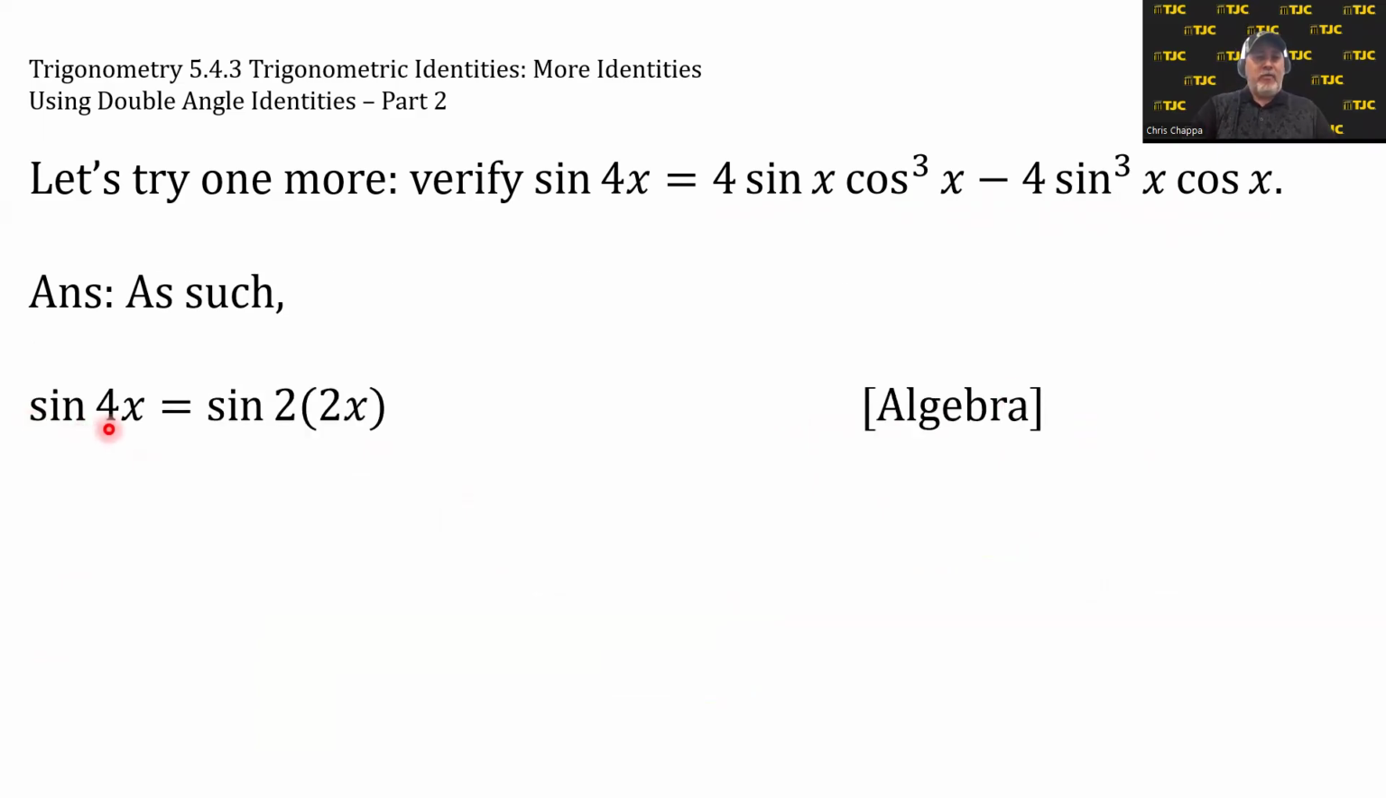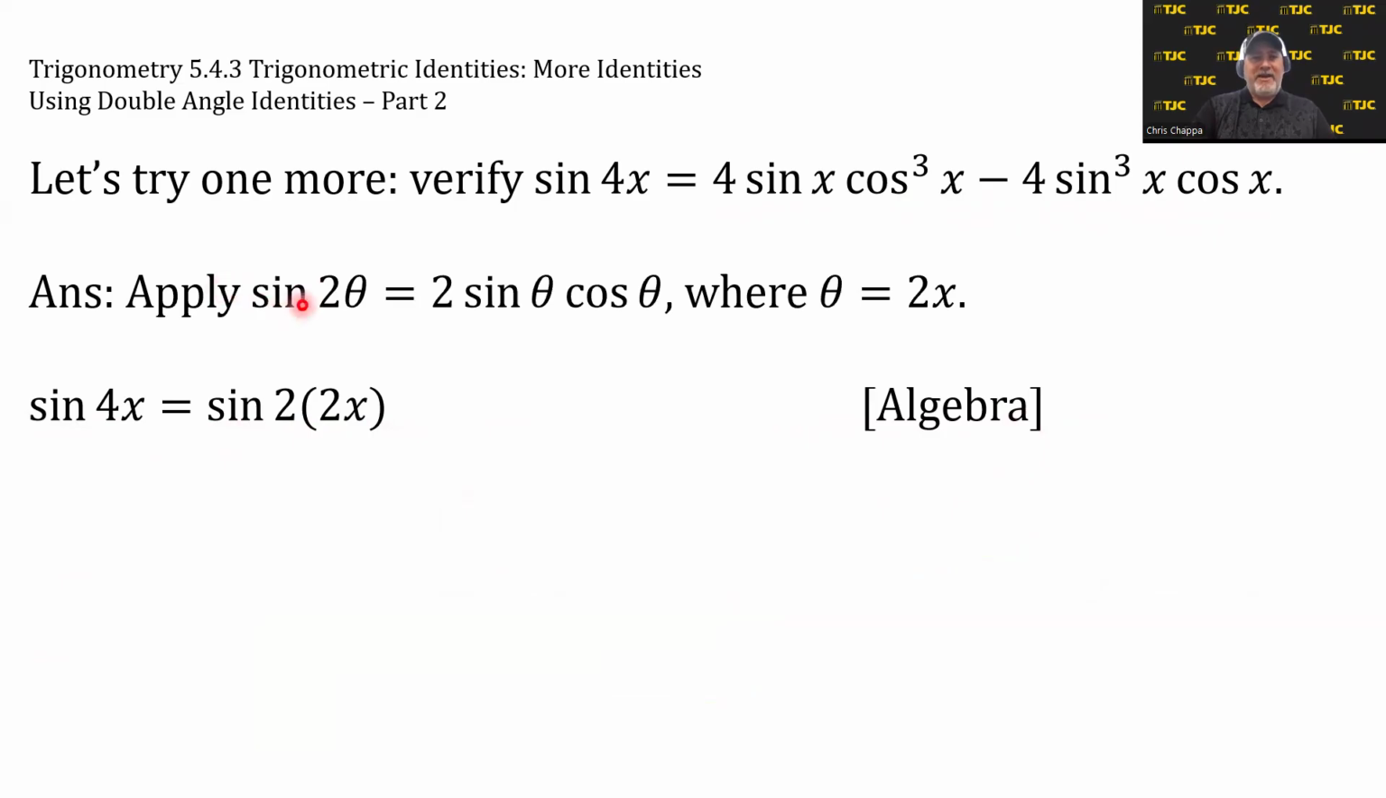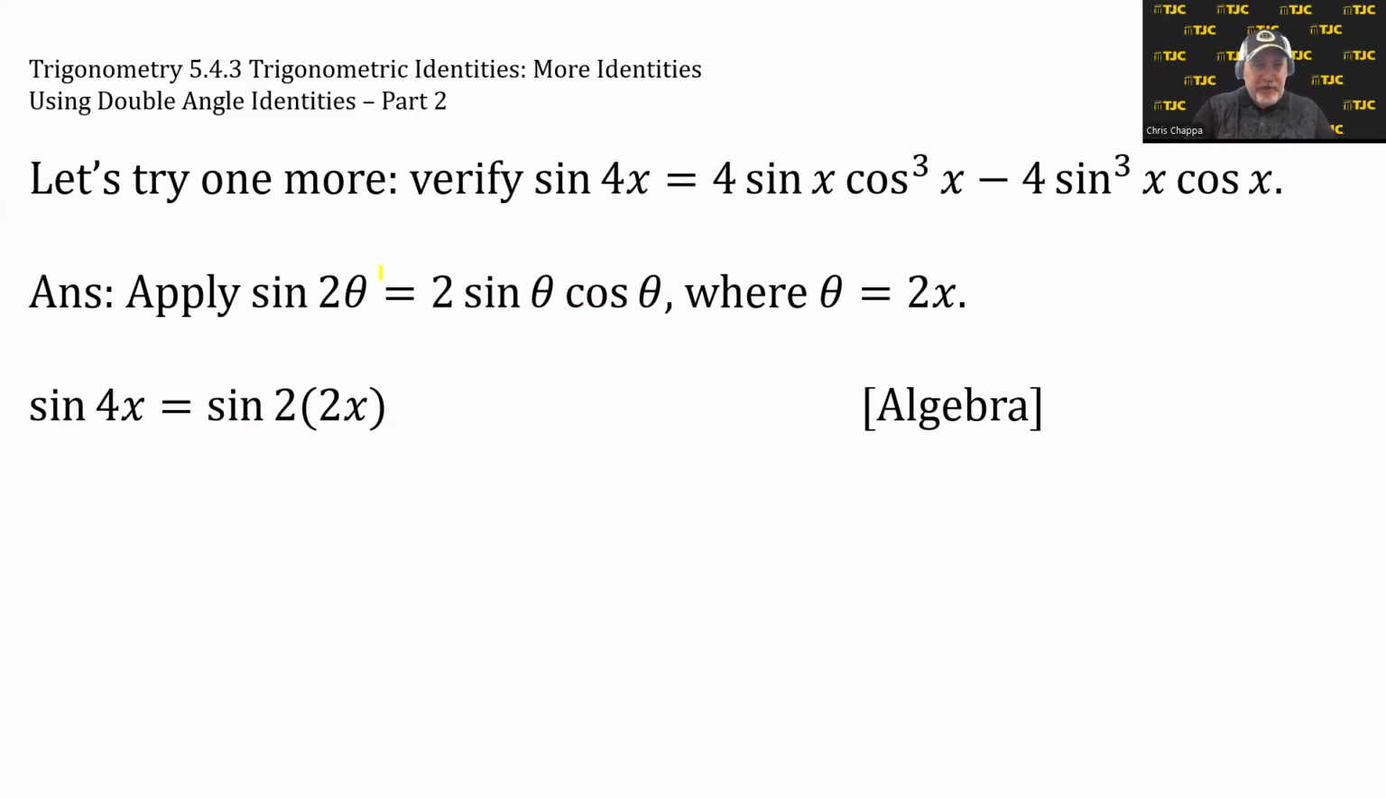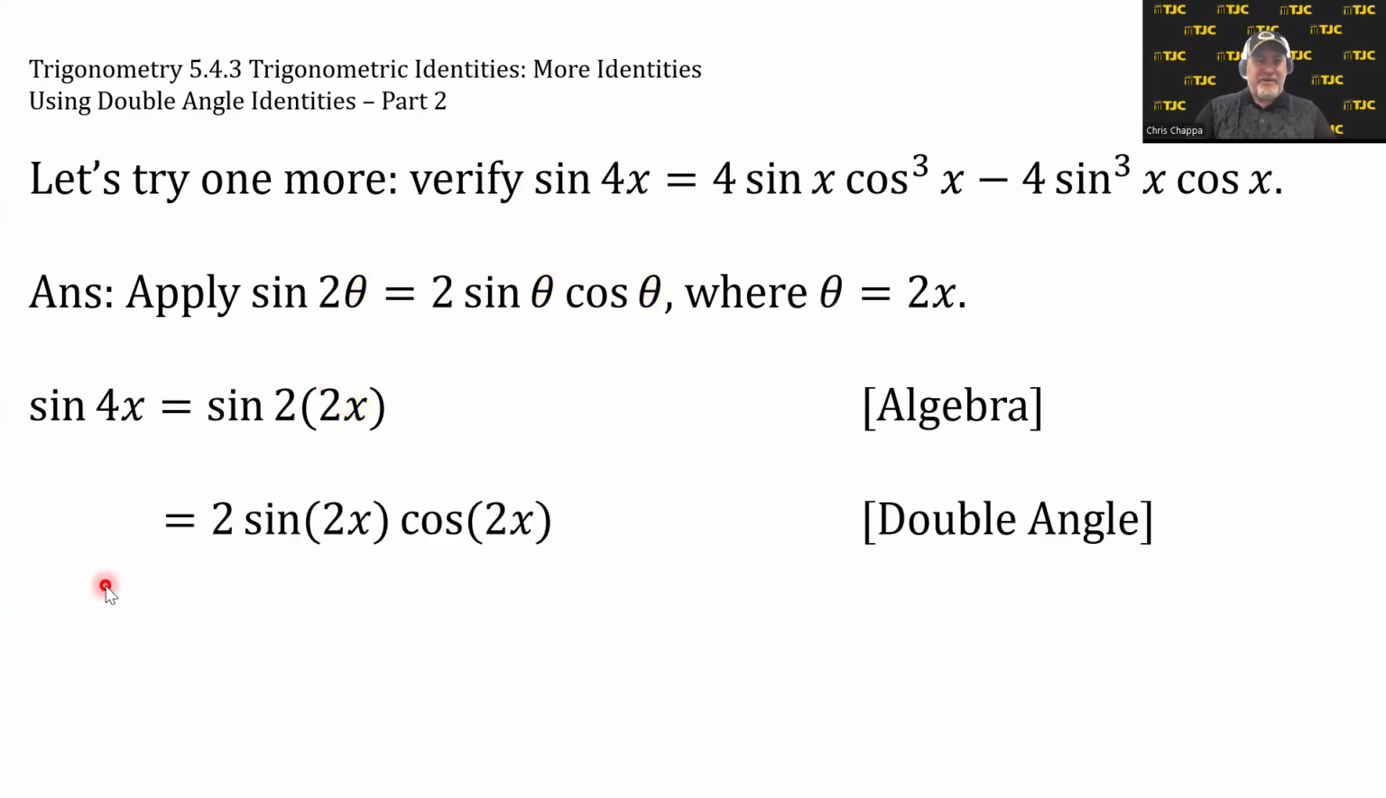So we're going to rewrite sine of 4x as sine of 2 times 2x. That's just algebra. But now we're going to use the sine double angle formula. We're going to apply sine of 2 theta equals 2 sine theta cosine theta. But in this problem, the theta is being replaced by the 2x. So everywhere there's a theta in our identity, we're going to replace it with the 2x. And when we do that, it ends up looking like this.